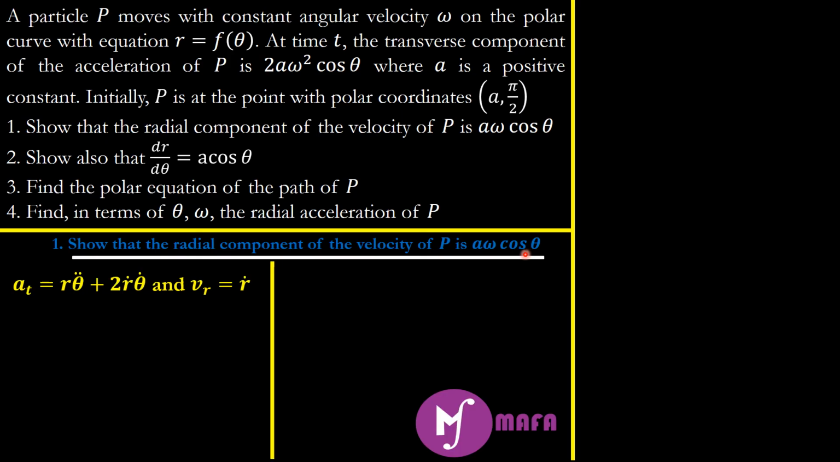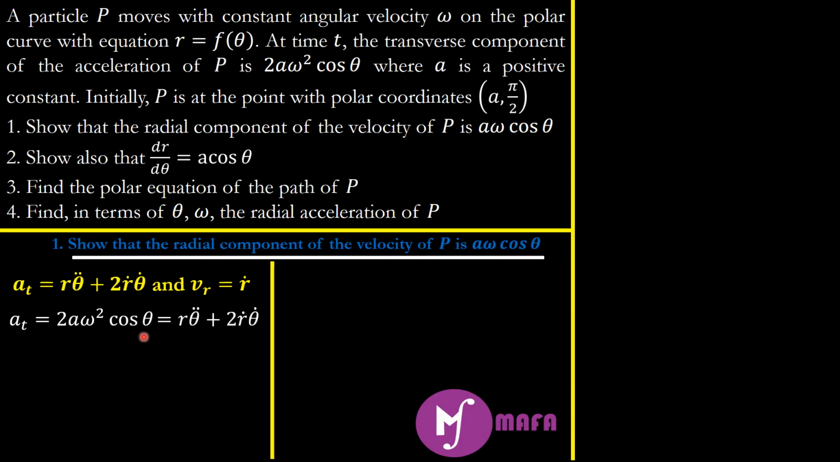So we begin with the given information. We have the transverse component of the acceleration, and the radial component of the velocity is simply r dot, that is dr by dt. But the transverse component of the acceleration is r theta double dot plus 2 r dot theta dot. You can verify in your formula booklet if you're in the hall and you've forgotten these basic identities. Okay, so we have that our transverse component given in the equation is 2a omega squared times cos theta.